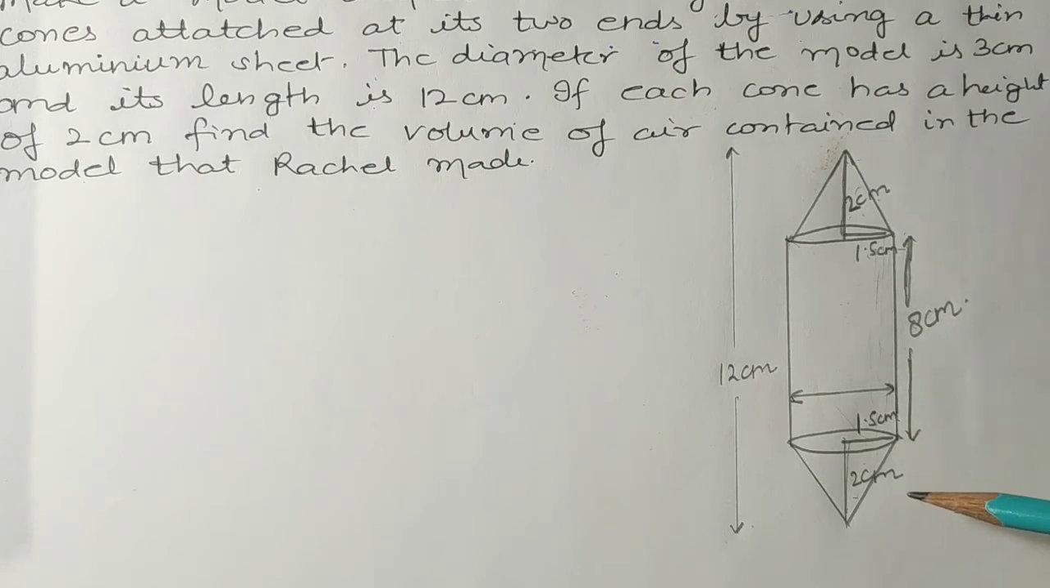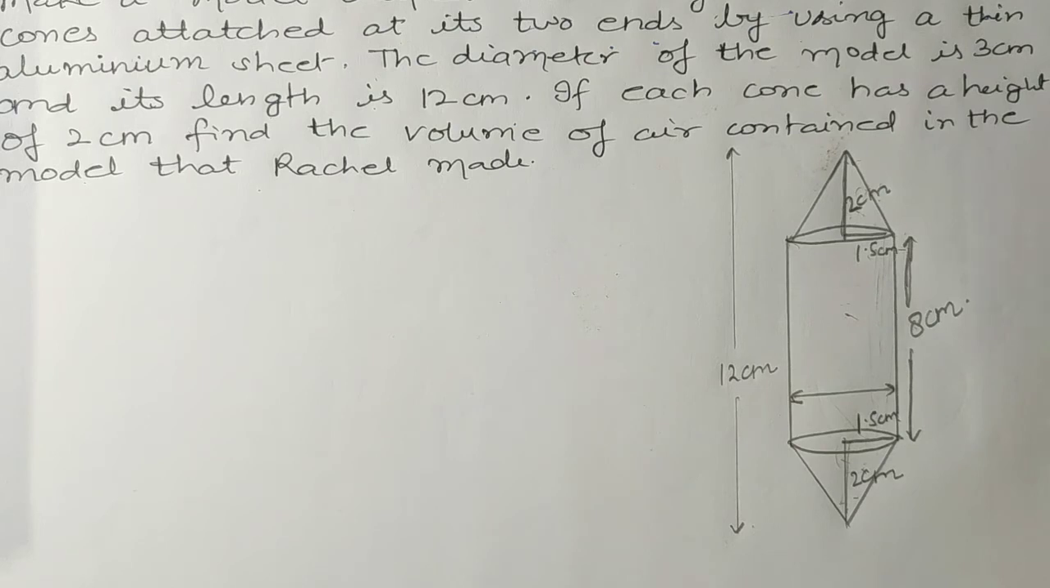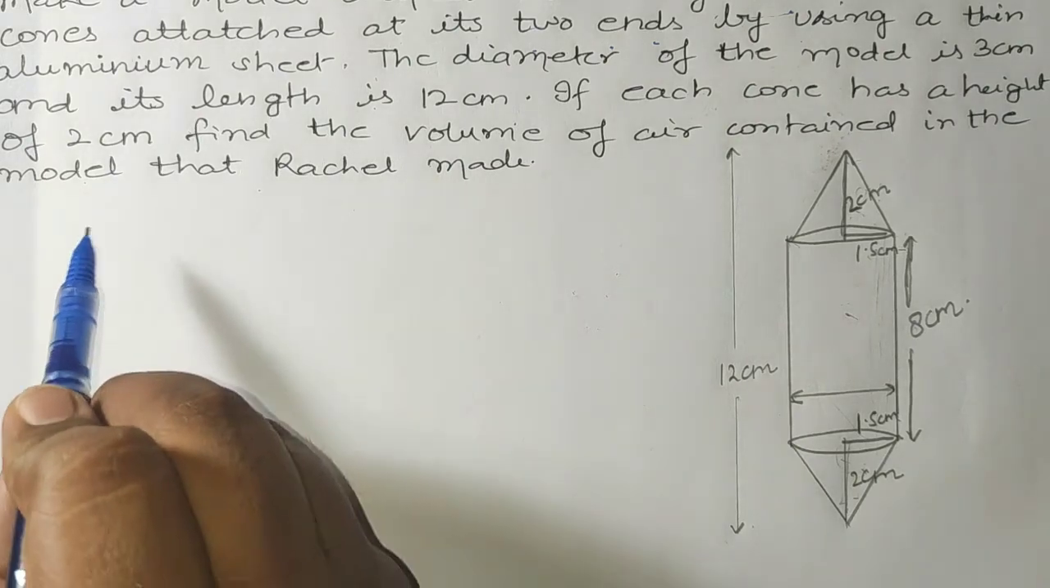Okay, now in the question it is asked to find the total volume of the model. So you have to just add the volume of the cylinder plus volume of the cone plus volume of the cone, or you can simply write that the volume of the model will be the volume of the cylinder plus 2 into volume of the cone, because both the cones are of the same dimensions.